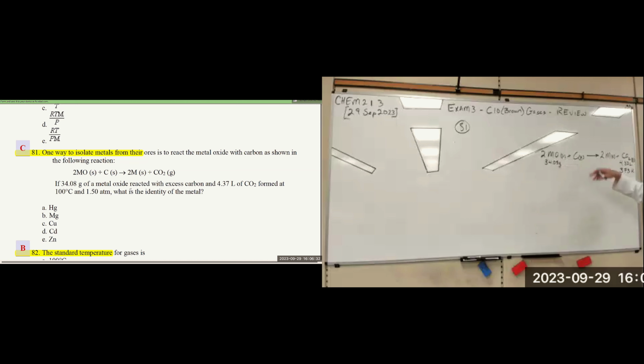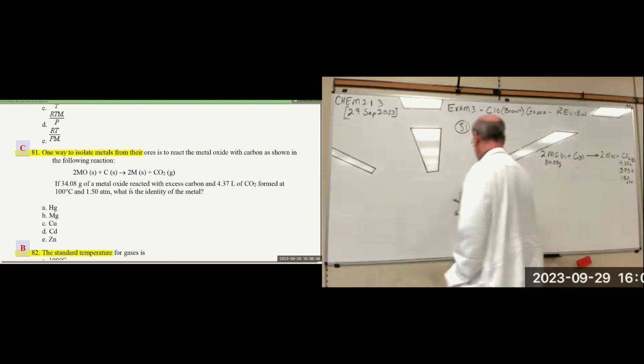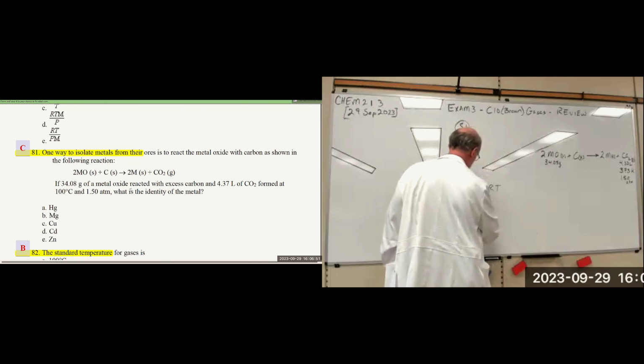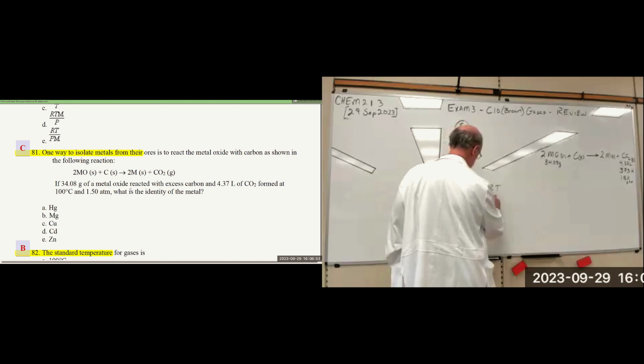That's the number of grams. How many moles of that? Well, if we can find out how many moles of this, we can use that ratio to find out how many moles of that and determine the molar mass of MO. Okay, so let's try that. PV equals nRT, solve for moles, is PV over RT.